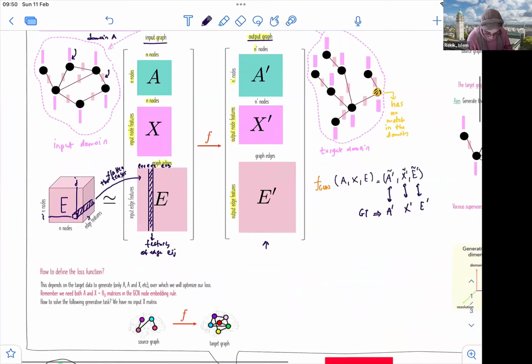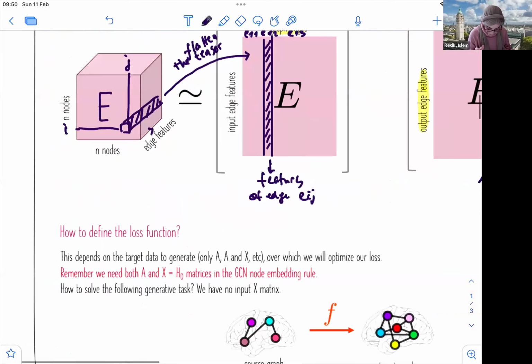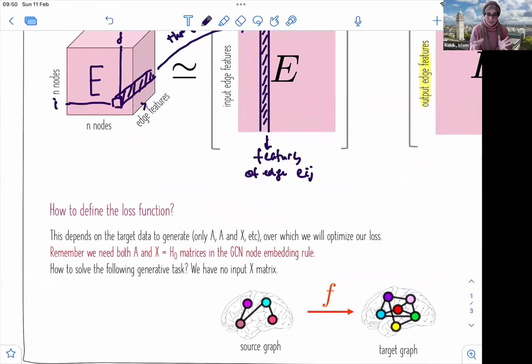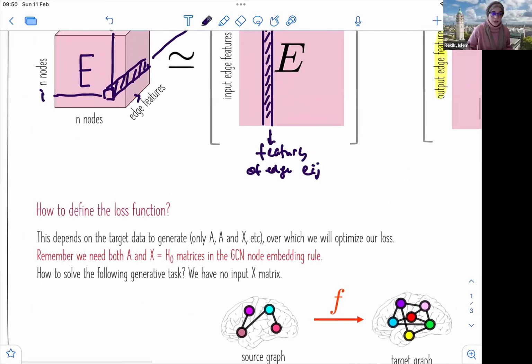Now let me ask you a question. How to define the loss function? I just gave you some hints here. How to define the generative loss function? This depends on the target data to generate. So we need to first identify which data we want to generate.